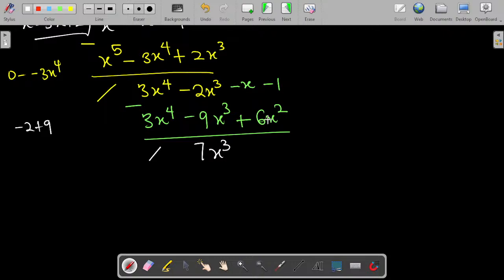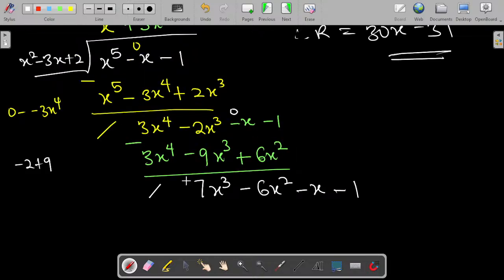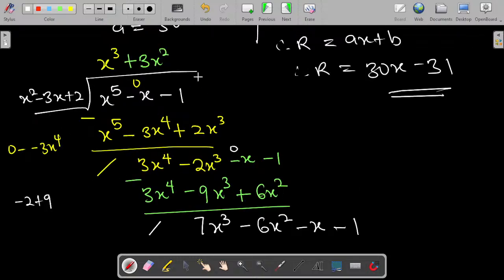Now there is no x raised to power 2 in this place, so you also call it 0. So 0 minus 6 is going to be minus 6x raised to power 2. Okay, and then there is nothing else here, so you also bring down this minus x and minus 1. So you divide again now. So remember, we are dividing with x raised to power 2. So can x raised to power 2 divide this? Yes. x raised to power 2 divide 7x raised to power 3. Be very careful. We are going to have 7x.